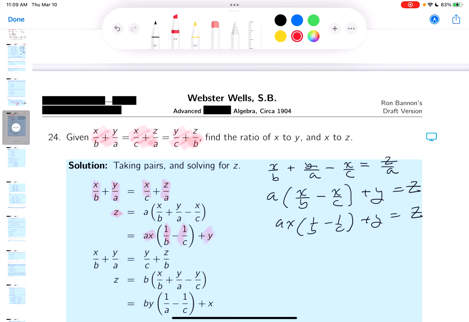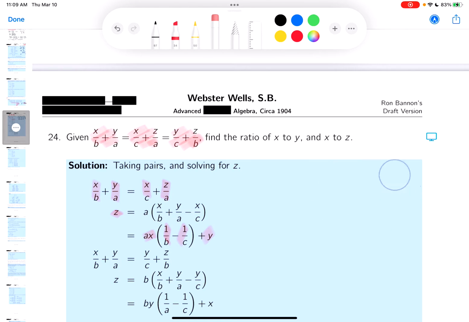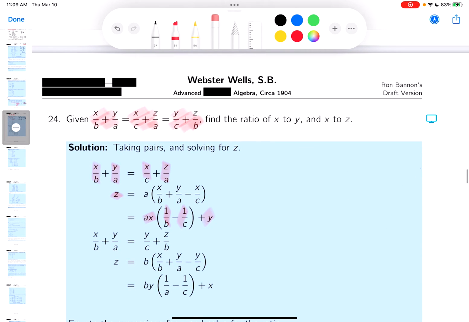I can get the next pair, and I want to see if I can solve for z again in that next pair. All right, so what's the next pair I'm going to pick? Probably x over b, y over a, and then that third member. Let's write that down. I'm picking this guy and this guy. All right? So, x over b, y over a, y over c, z over b. And I'm going to solve that for z.